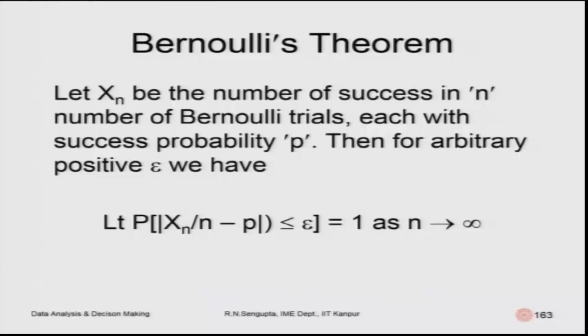So, Bernoulli's theorem states that if x n is the number of successes, so this n technically means the number of samples. If x n is the number of successes in n Bernoulli trials, each with success probability p, and an unsuccessful probability being 1 minus p or q, then for arbitrary positive epsilon. So, epsilon would basically depend on the n value.